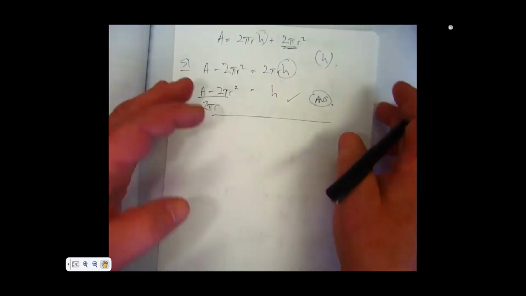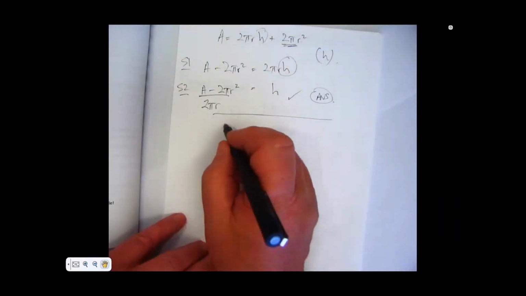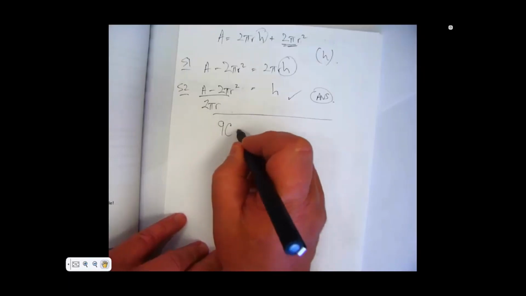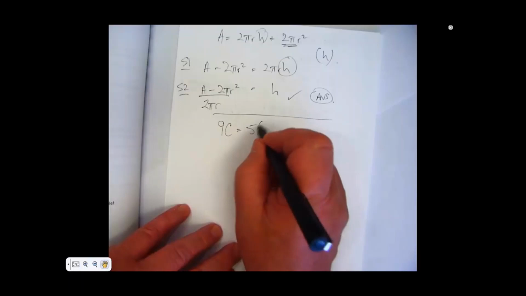The more you do of these, the quicker and easier they will become. Let's have a look at this one. Now this one is a very famous one. This is your temperature, relationship between Celsius and Fahrenheit. Show you a couple of things here.